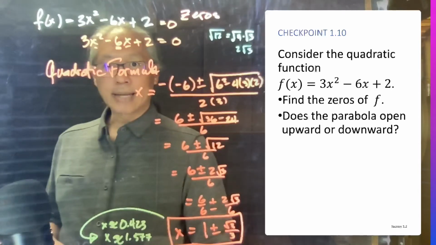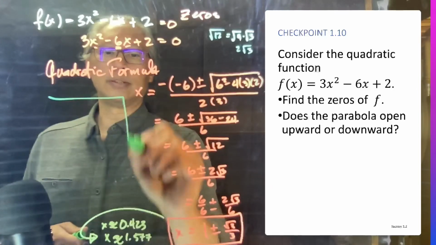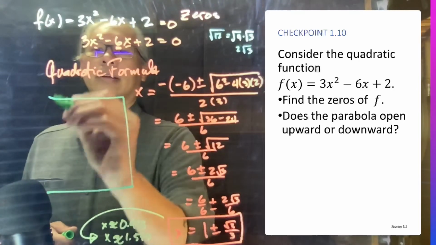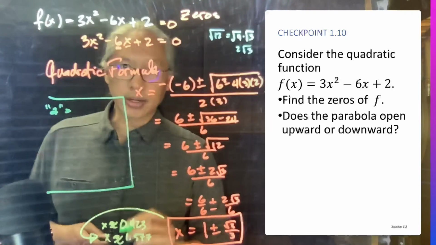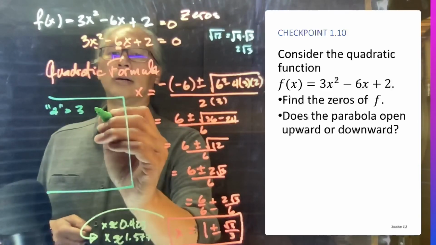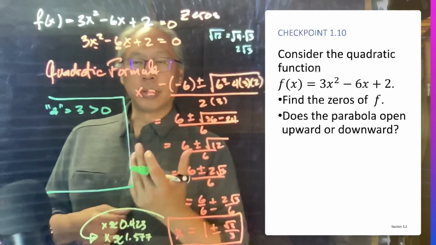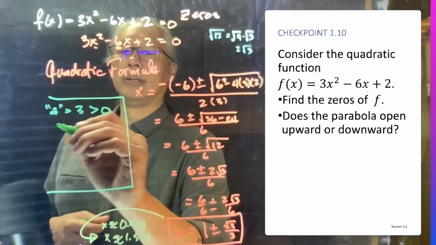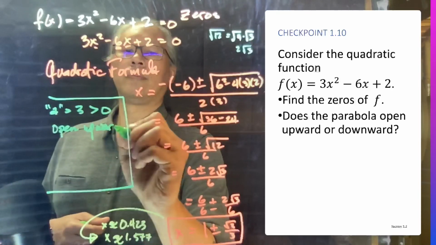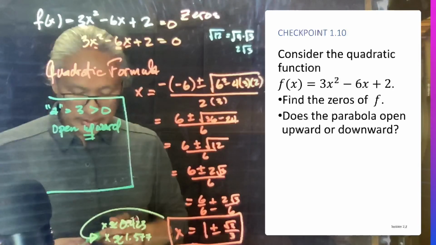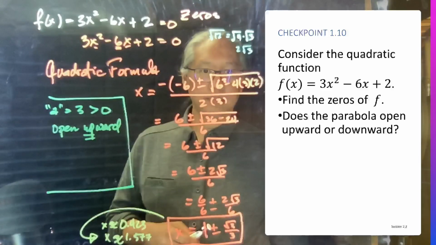Now we are also asked to find out whether this is opening upward or downward. So just off to the side here, our a value is the coefficient of the x squared term, which is 3. More importantly, it's positive, it's bigger than 0. And so because that a value is bigger than 0, this is going to open upward. If it was less than 0, if it was a negative number, then it would be opening down. Okay, I hope that helps.